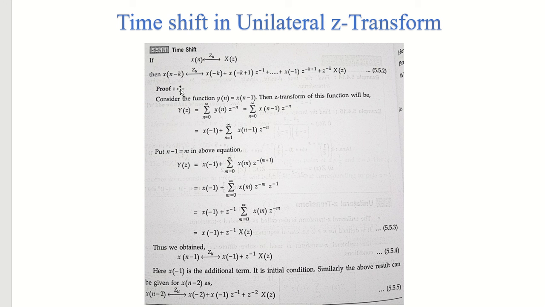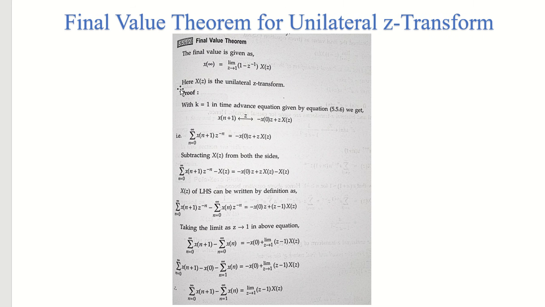Let's see the next one. Next one is the final value theorem. So the final value theorem, what does it tell us? It can be given as x of infinity equals limit z tends to 1 of (1 minus z inverse) into X of z. And here X of z will be the unilateral Z transform, definitely.